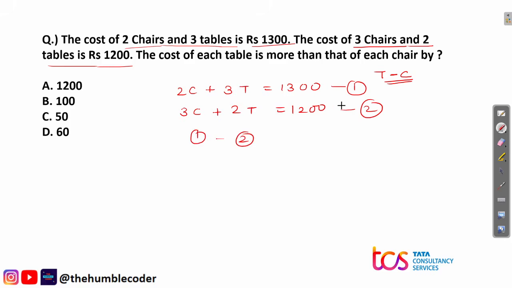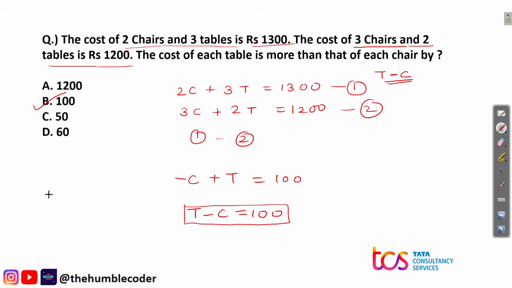So let us solve this equation. So 1 minus 2, so 2C minus 3C will give us minus C, and 3T minus 2T will give us T, right? And 1300 minus 1200 will give us 100. So now you can see we have got the value T minus C. So the value that we have got for T minus C is 100. So let us see whether we have 100 as the option. So option A is 1200, no. Option B is 100, so yes. Answer for this question is option B.